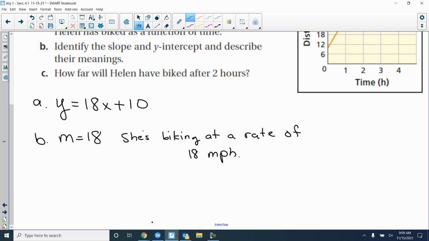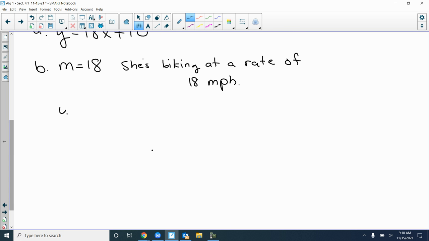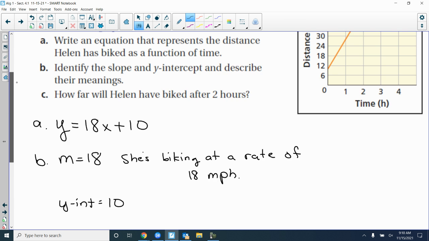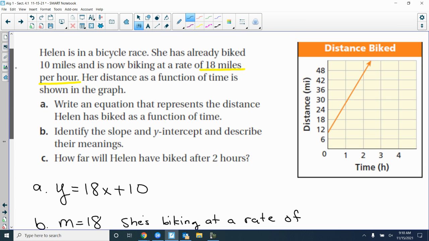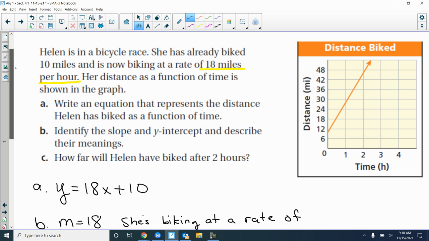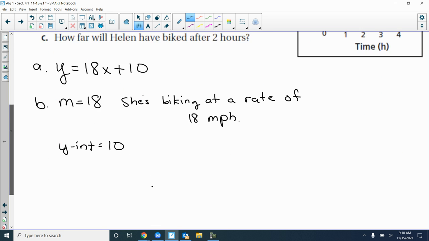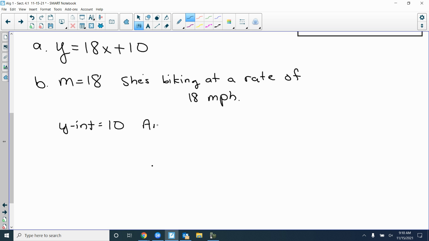Slope is a rate of change. All right, y-intercept. Damien, what's our y-intercept? 10. What does that represent? If you read up there, it tells us it's the number of miles she's already biked, before she kicks into 18 miles per hour. The amount of miles she's already biked.